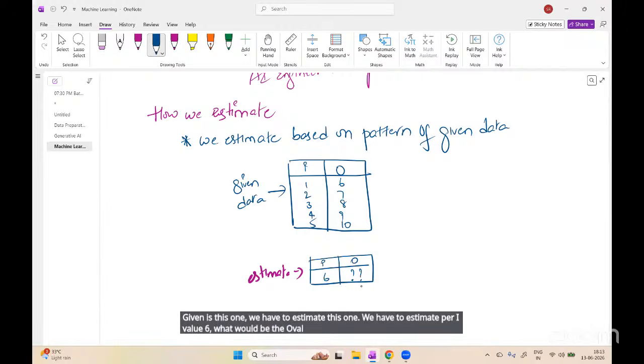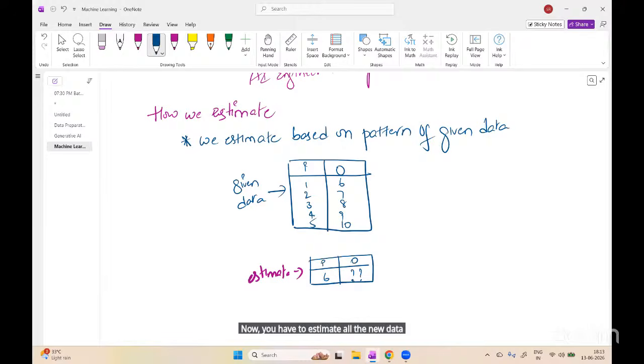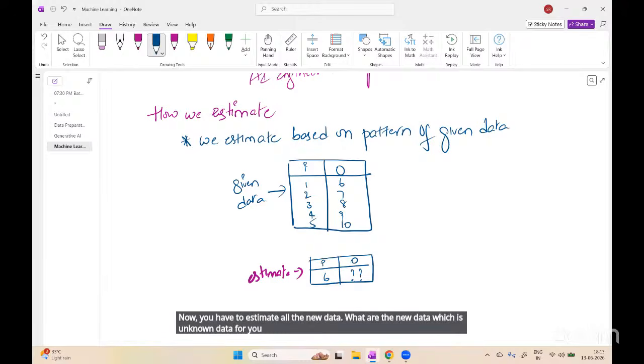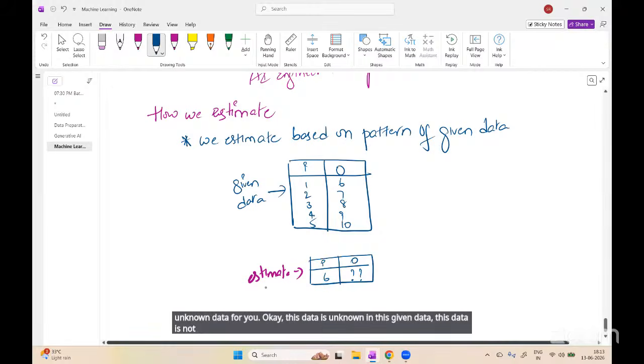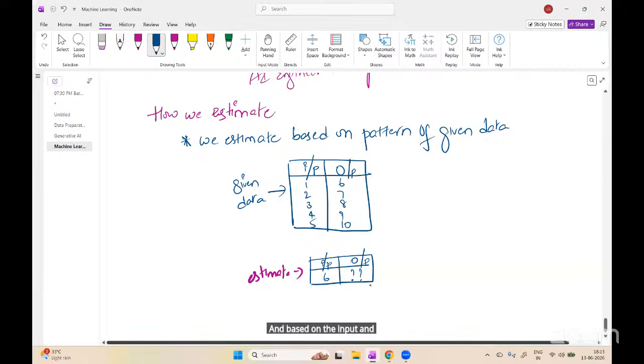Now you have to estimate on the new data, which is unknown data for you. In the given data, this data is not there. Given the unknown data, we have to estimate the output. I means nothing but input, and based on the input, we have to estimate the output. So this is the given data, and we estimate based on the pattern of the given data.